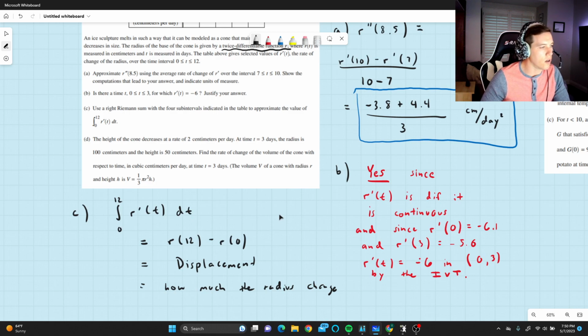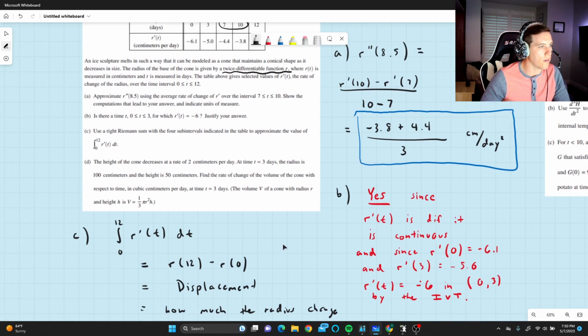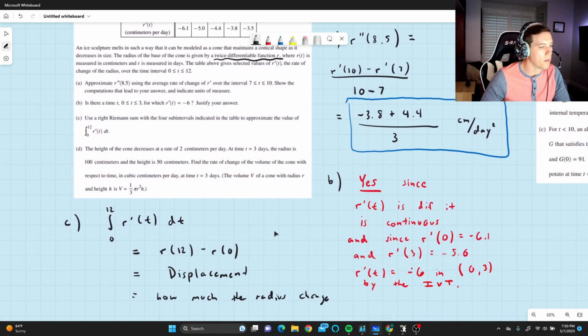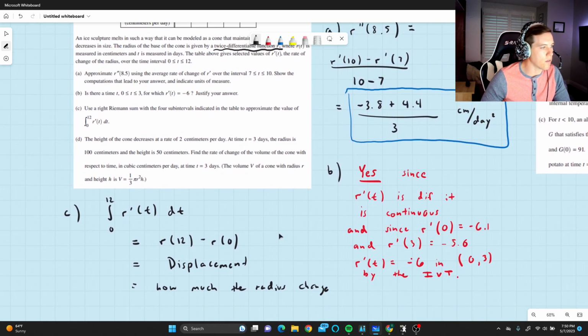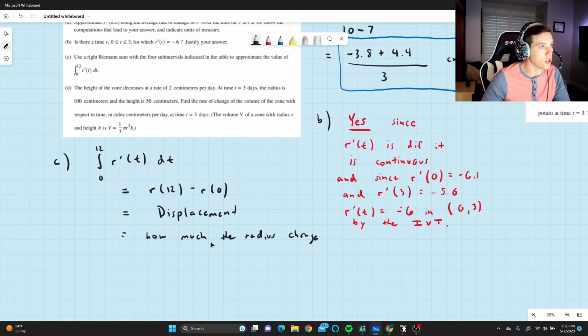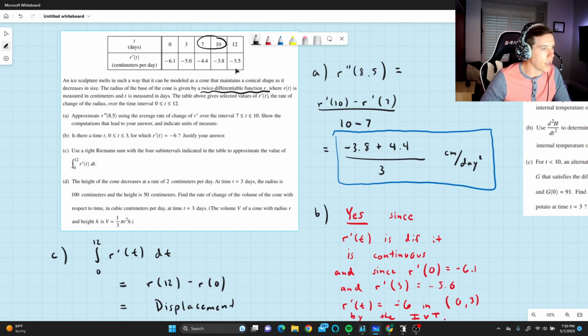Over the 12-day period. But they didn't ask for that. All they want you to do is give an approximate value for it. But I just want to remind you what you're actually doing. You're accumulating a rate to get a total. In this case, it's a displacement. But I think because all of these are negative, you end up getting a negative answer, or shrinking, because the ice sculpture is getting smaller. So it makes sense.